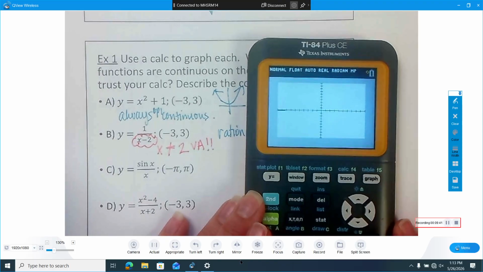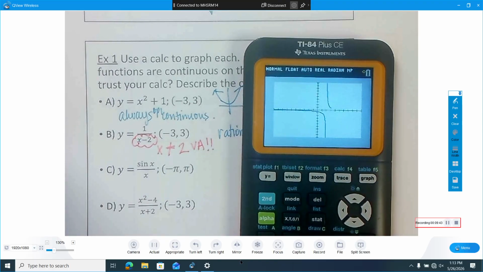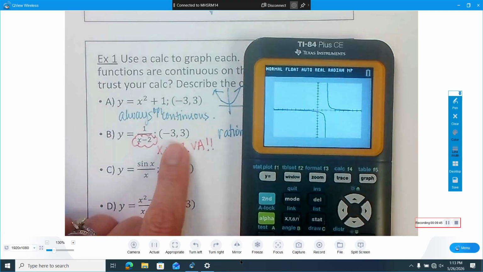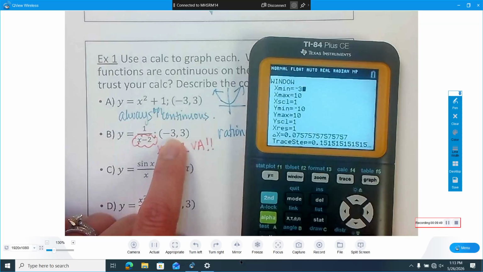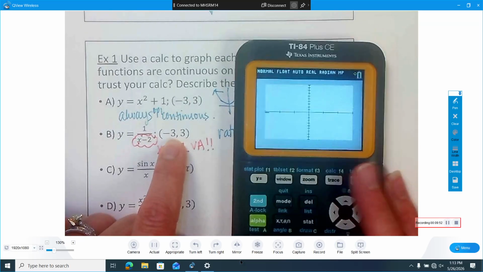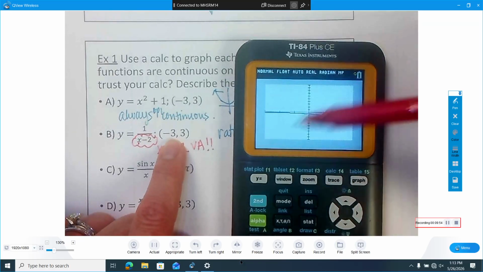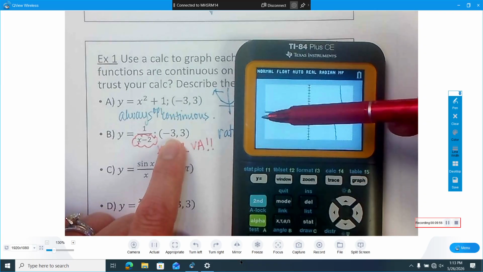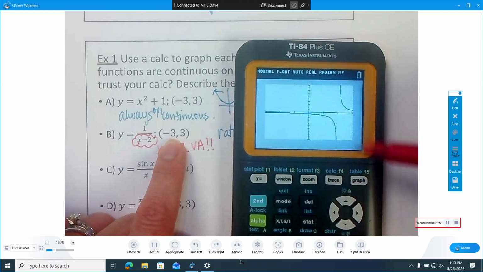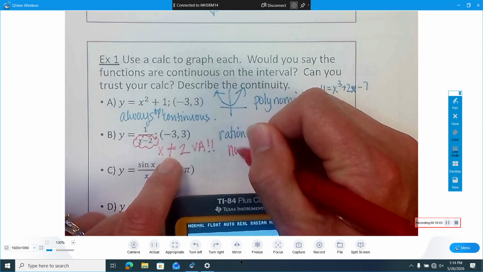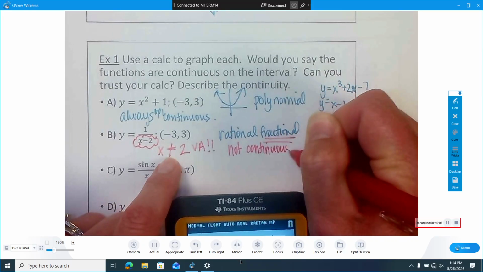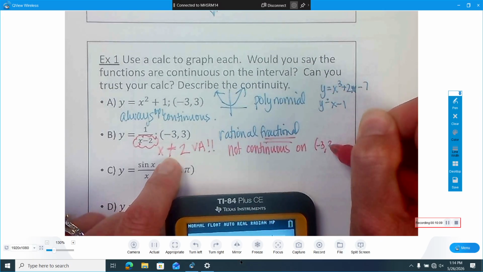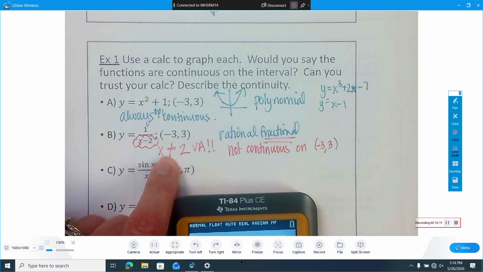So if I were to graph 1 over x minus 2, I do a zoom standard, let's say. Now, I only care about the interval from negative 3 to 3. I'm going to go ahead and change my window and just go from negative 3 to 3. Is this function continuous in my interval here? No. There's a big vertical asymptote right there in my interval, so it is not continuous on negative 3 to 3. And it's because we have a vertical asymptote at 2.